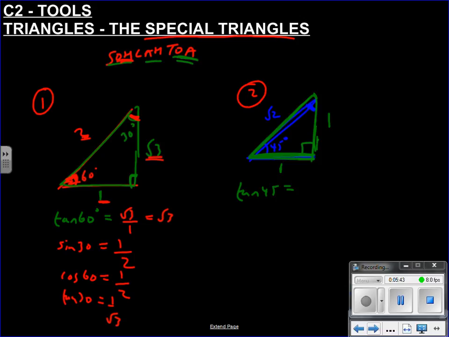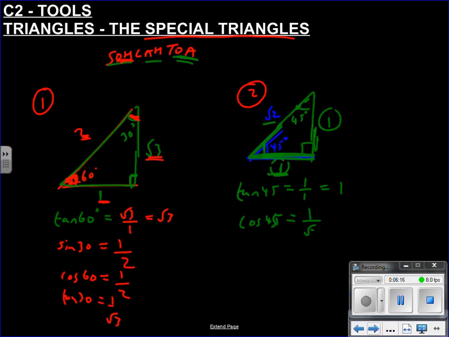What's tan 45? Well, remember that's 45 here, but this would be 45 as well, because your right angle was split into 2. Okay, 45 degrees. Tan 45, opposite over adjacent. So 1 over 1 is 1. So tan 45 is 1. That's a common thing that you want to remember. Tan 45 is 1. Cos 45, it's the same as the adjacent over the hypotenuse.